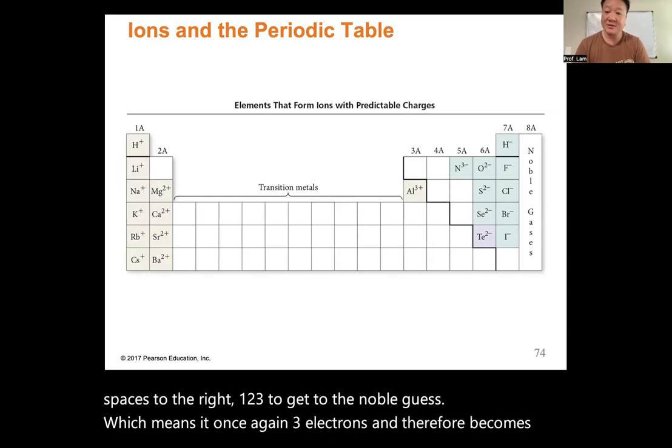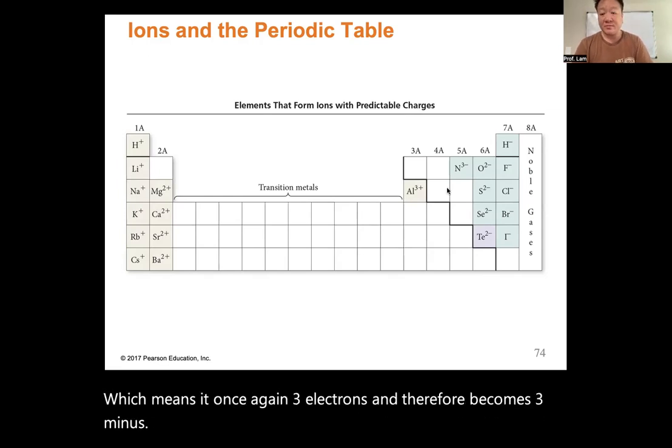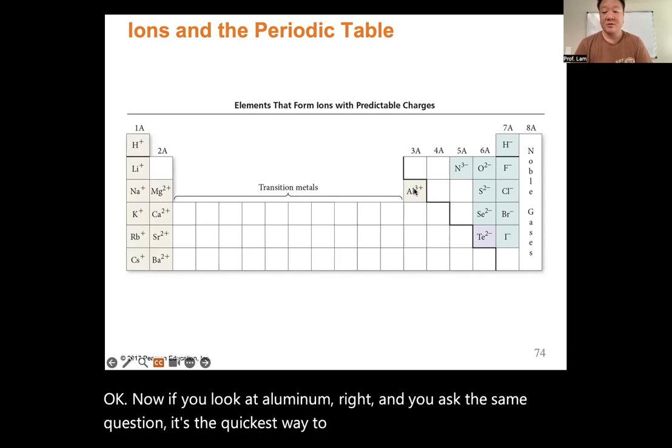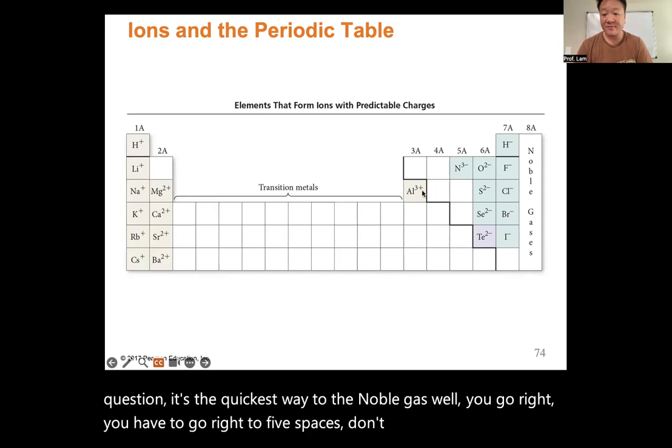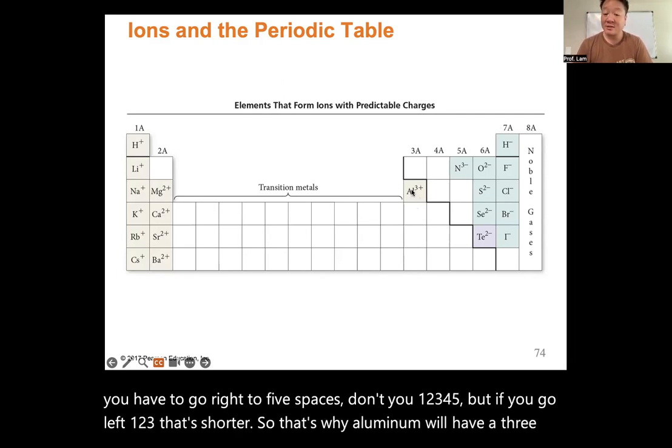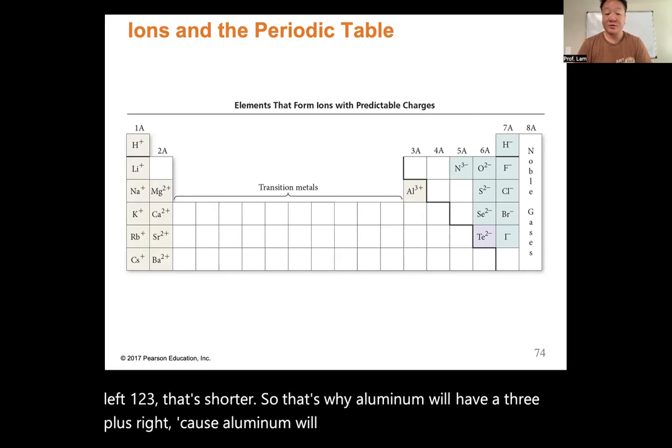3-. Okay. Now, if you look at aluminum, and you ask the same question, what's the quickest way to the noble gas? Well, if you go right, you have to go right 5 spaces, don't you? 1, 2, 3, 4, 5. But if you go left, 1, 2, 3, that's shorter. So that's why aluminum will have the 3+, right? Because aluminum will want to lose 3 electrons.